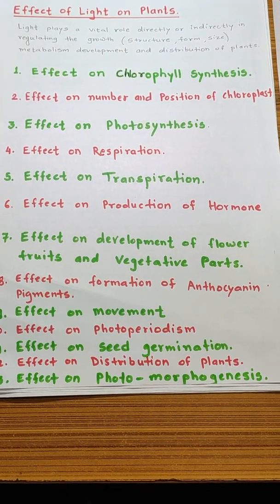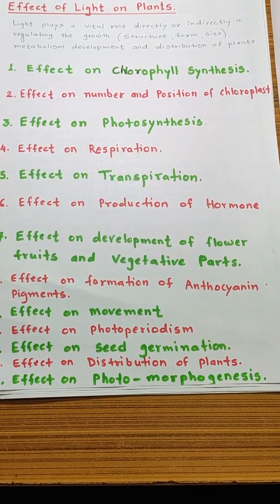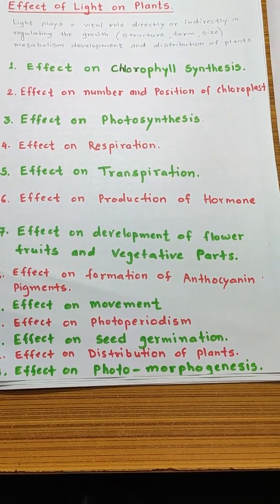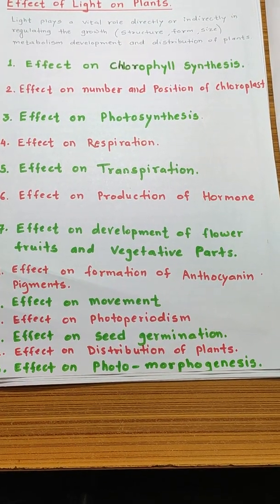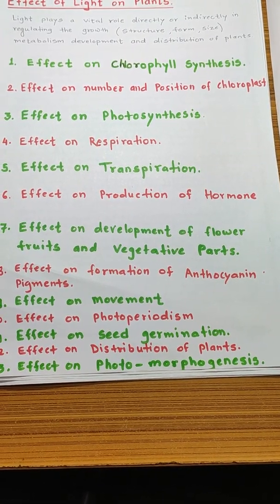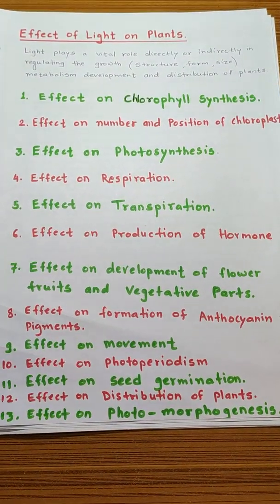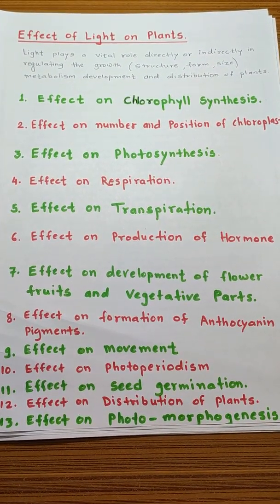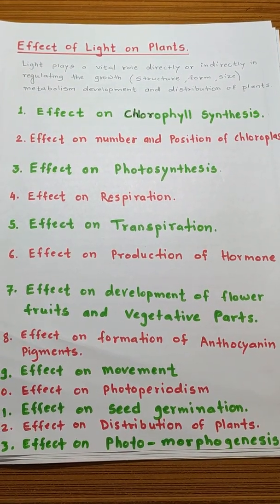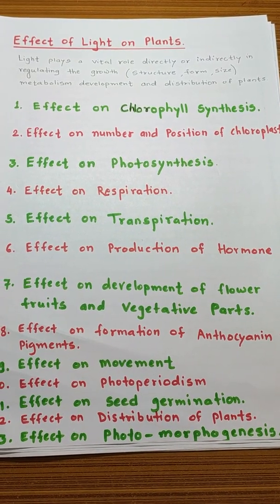Effect of light on plants. First, effect on chlorophyll synthesis. Second, effect on number and position of chloroplast. Third, effect on photosynthesis. Fourth, effect on respiration. Fifth, effect on transpiration. Sixth, effect on production of hormone. Effect on development of flower, fruit and vegetative parts.